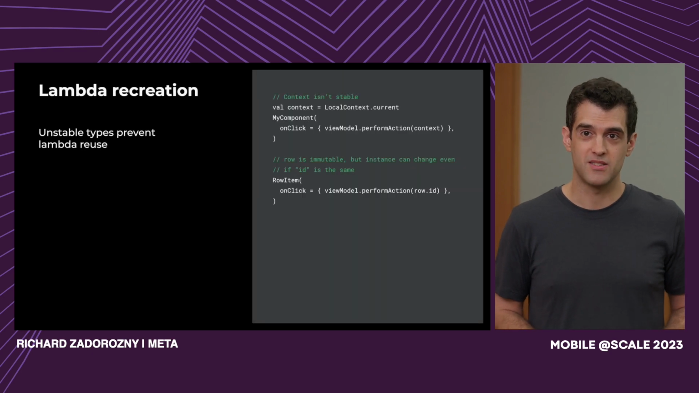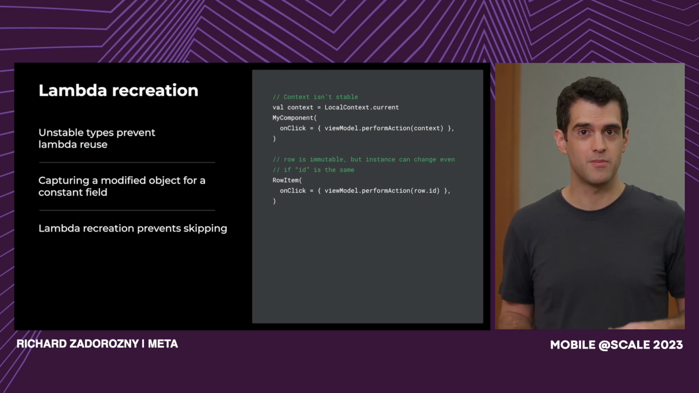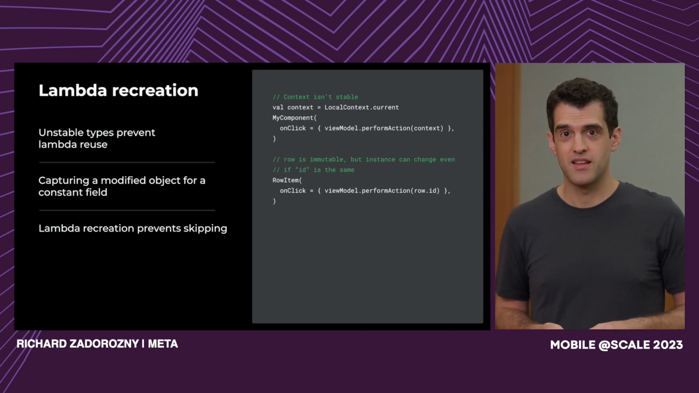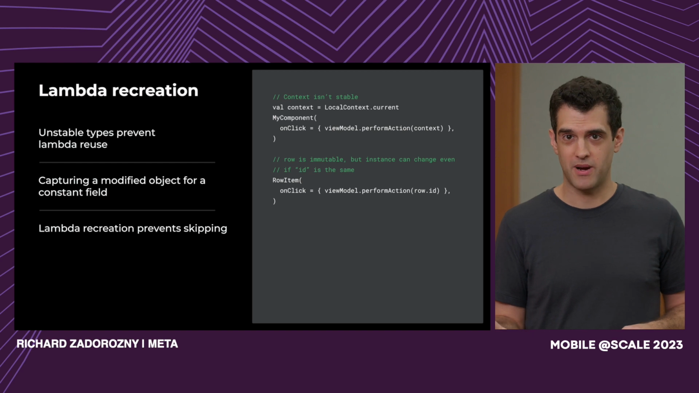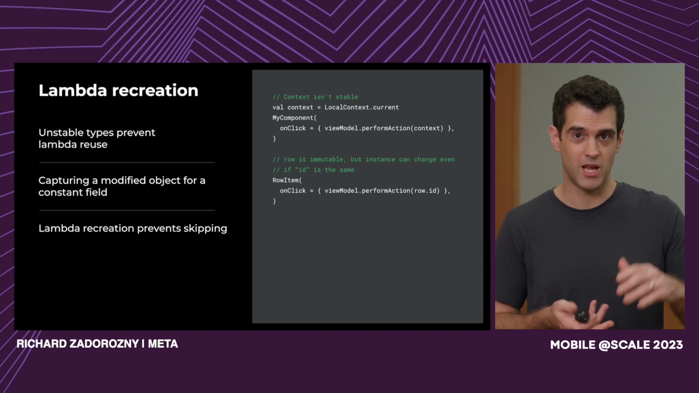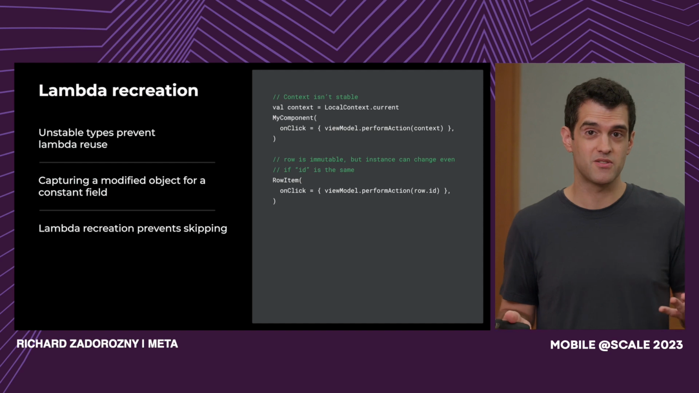Another issue is lambda recreation. This one was a big gotcha for us in our app and hasn't really been talked about, but I think it's really important to be mindful of it. So this still gets back to unstable types. And you might know about the Compose compiler reports that you can enable, which analyze a function and tell you if its arguments are stable or not. But it doesn't tell you what's happening inside your function. And that's still actually very important.